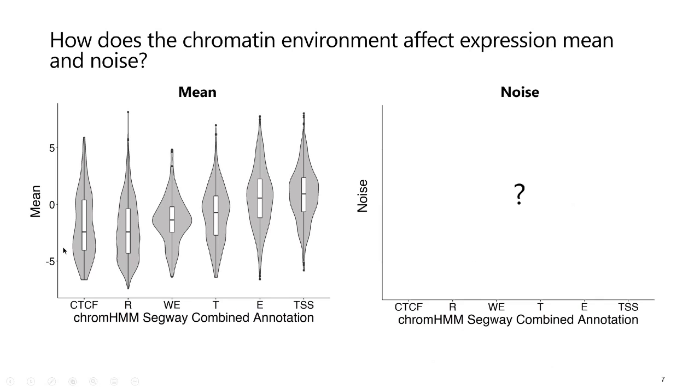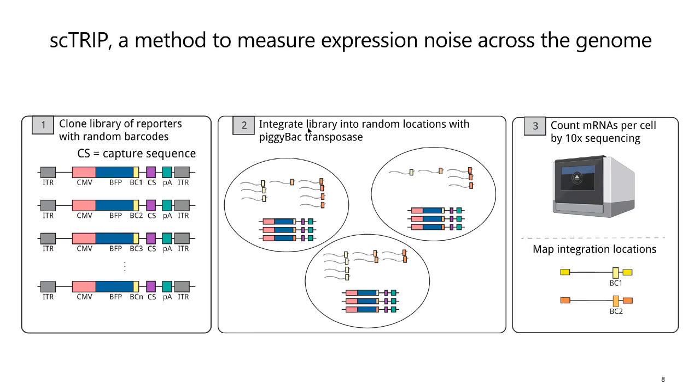But what we don't know is how this plot is going to look for noise. And so what we aim to do is fill in this blank over here. The method that we're using is derived from TRIP, and we're calling it single-cell TRIP, or scTRIP. It starts pretty much in the same way as regular TRIP, with a library of randomly barcoded reporter genes. One difference is we added this capture sequence here in the 3' UTR, and I will explain why in a bit.